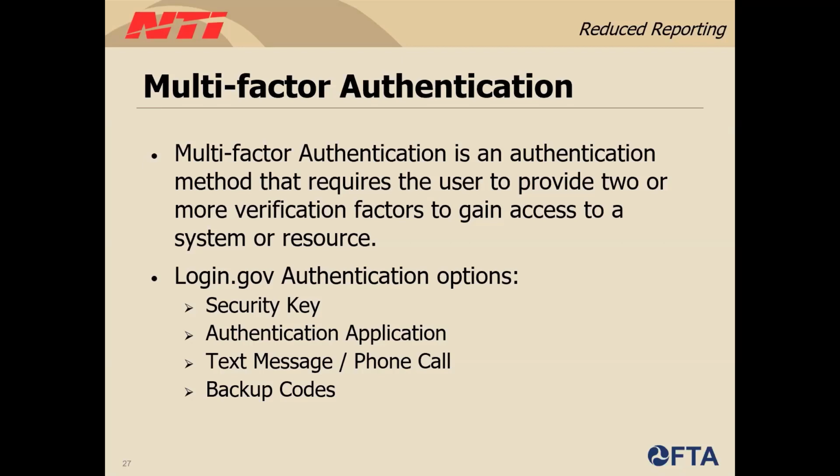The options for login.gov include a security key, which is like a physical device similar to a USB that you plug into your computer. You can use an authentication application, which is an app on your computer or your phone that generates codes you use to sign into your account. Several examples of these are Google Authenticator, Authy, or LastPass. You can also enter your phone number to receive either a text message or a phone call with a code to use to log into your account.